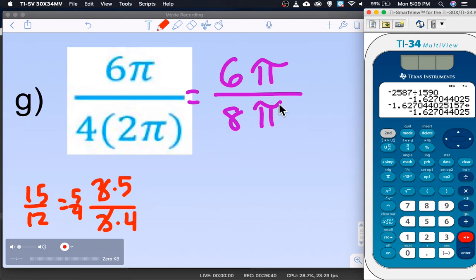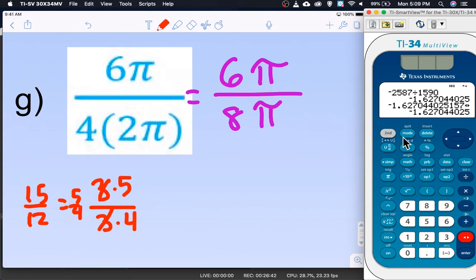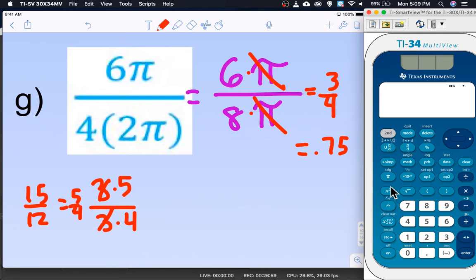Well, these pi's are a common factor, and I can cancel them out. And we're going to get 6/8, which is 3/4 as a fraction, or 0.75 as a decimal. This is rational, if you are careful in how you put this into the calculator. 4 parenthesis 2 pi, close parenthesis, over, enter.